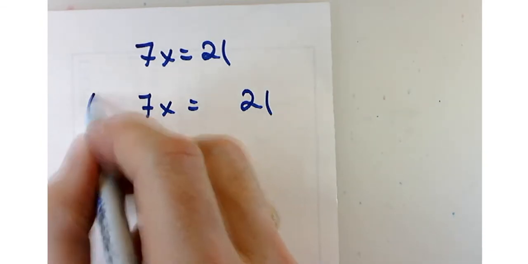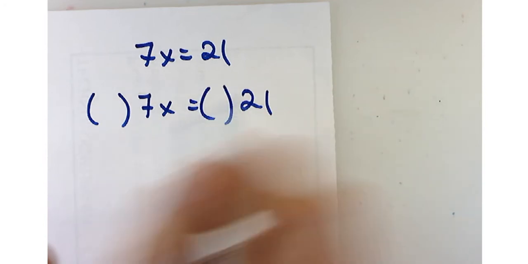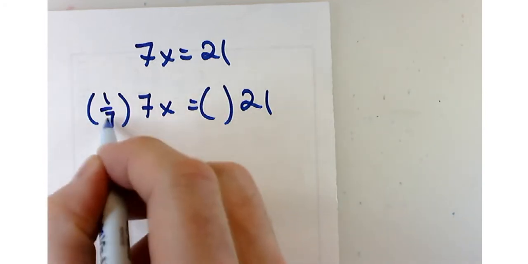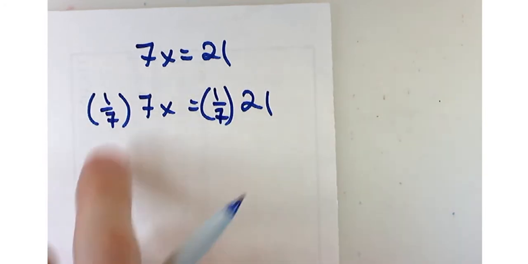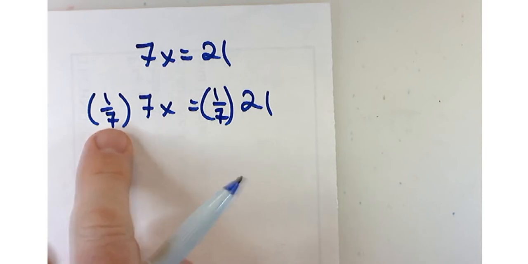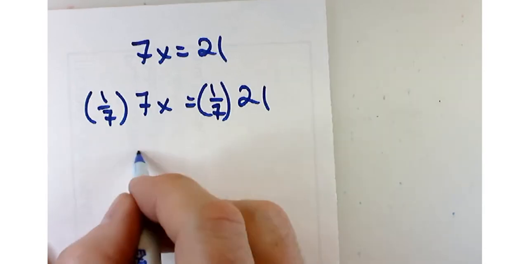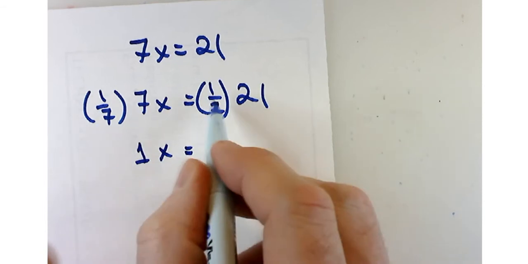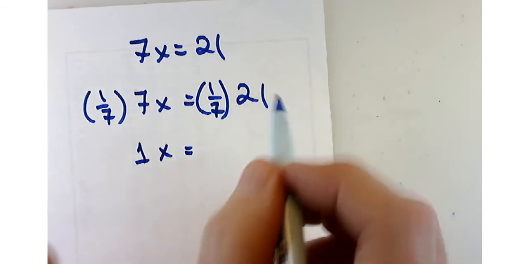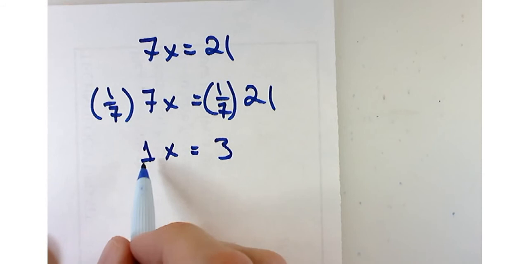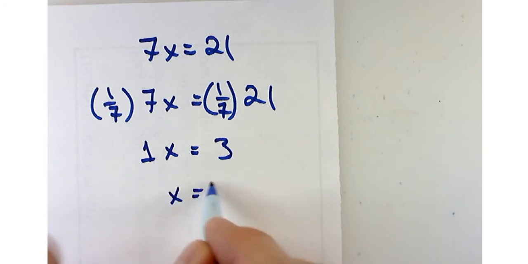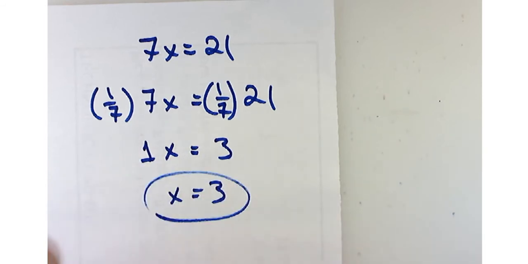I'm going to multiply both sides by the reciprocal, which is 1/7. Now on the left-hand side, 1/7 times 7 gives me 1. On the right-hand side, 1/7 times 21 gives me 3. And then 1 times x is just x. So there's my solution.